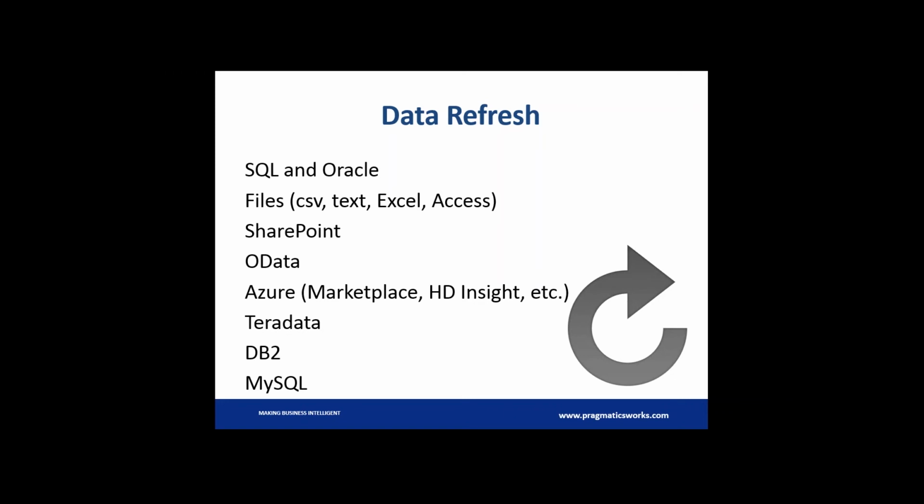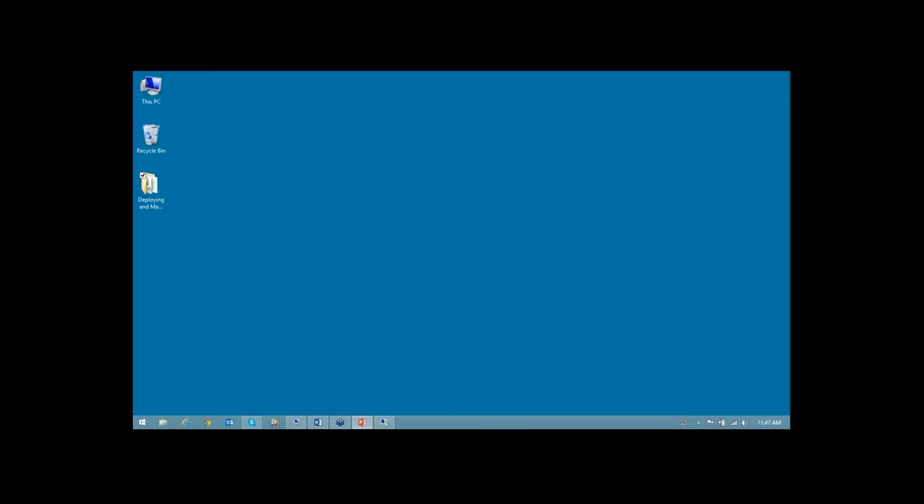Any OData feeds that we have available out there, and anything that's on Azure is currently supported. That's the Marketplace, HDInsight, blob storage, table storage, SQL databases, all of those are currently supported as data sources. Teradata, DB2, MySQL, and there's one or two other ones out there on the web page as well, though I didn't think those were quite as commonly used. So these are all the different options that we have to do automatic data refresh in the cloud through Office 365.